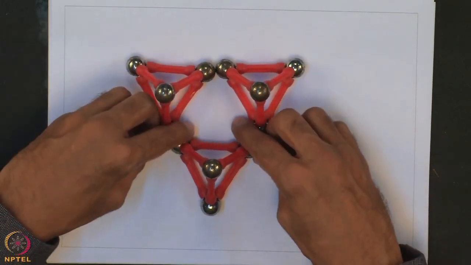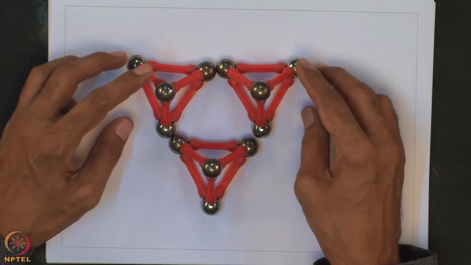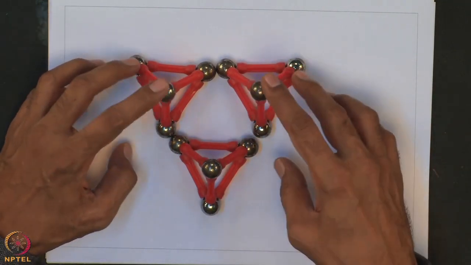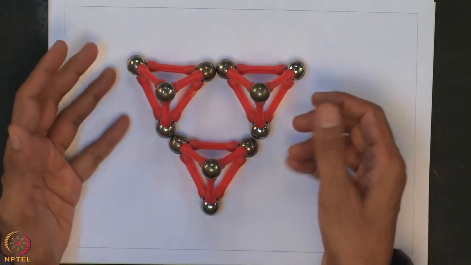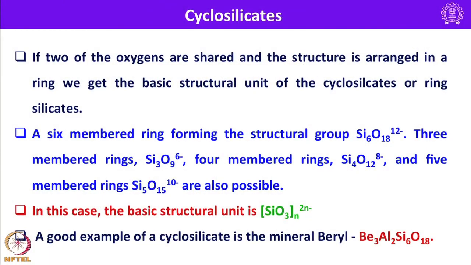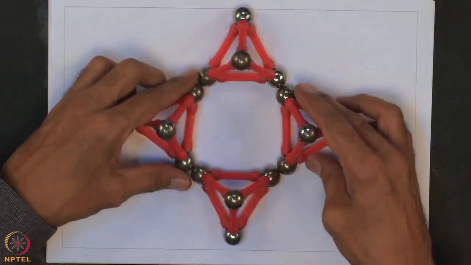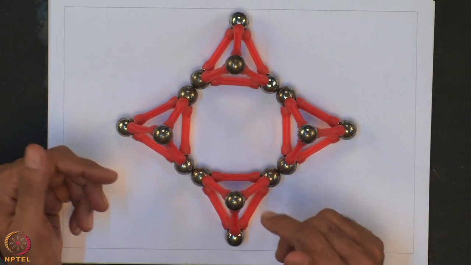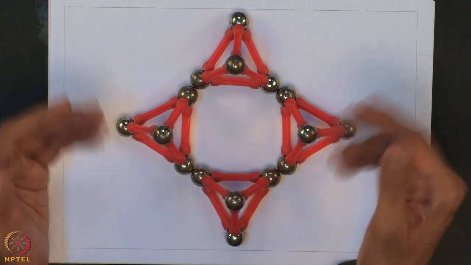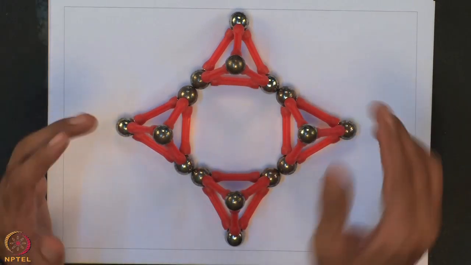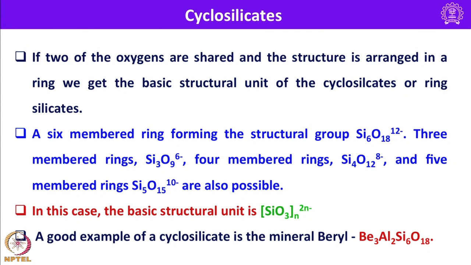You can just see here, okay. 3 plus 6, okay, 3 silicons plus 2, 2, 2, 6 oxygens, it will be 9. So, Si3O9 6 minus here, and 4 membered rings can also be there. So, something like this. So, you can also have a 4 membered ring. Then you will have Si4O12 8 minus, and so on and so forth. You can have similarly a 5 membered ring also. In these cases, the composition of the basic structural unit is SiO3, that I have shown here, (SiO3)n 2n minus.